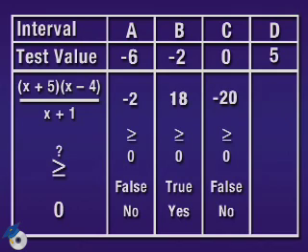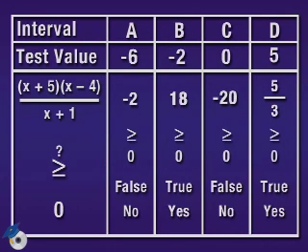And finally, when x is 5, if we substitute that in for x, we should get 5/3 greater than or equal to 0. That is true, and so the answer is yes. We can see that in the interval where we have negative 5 to negative 1, not including negative 1, that is a solution. And then the interval of 4 to infinity is a solution. So we graph that as follows.